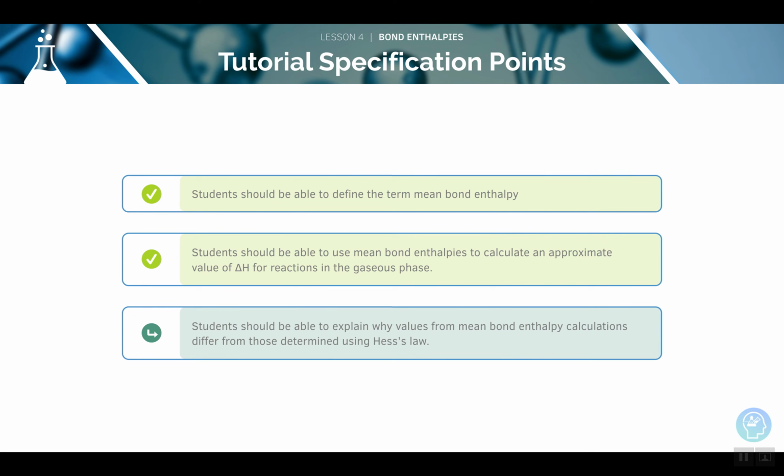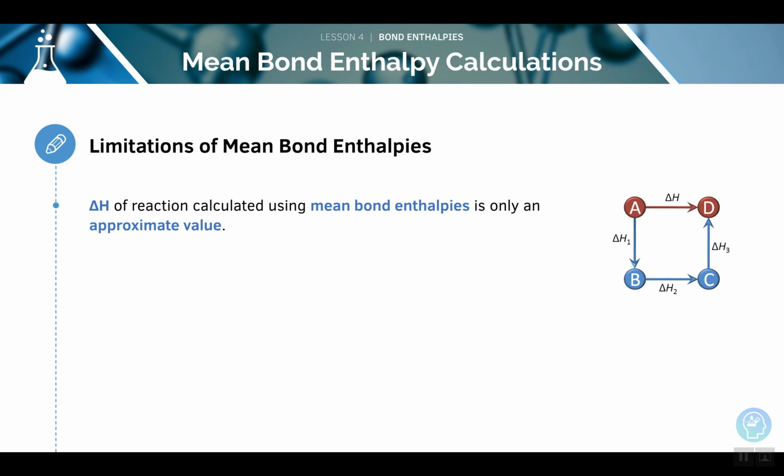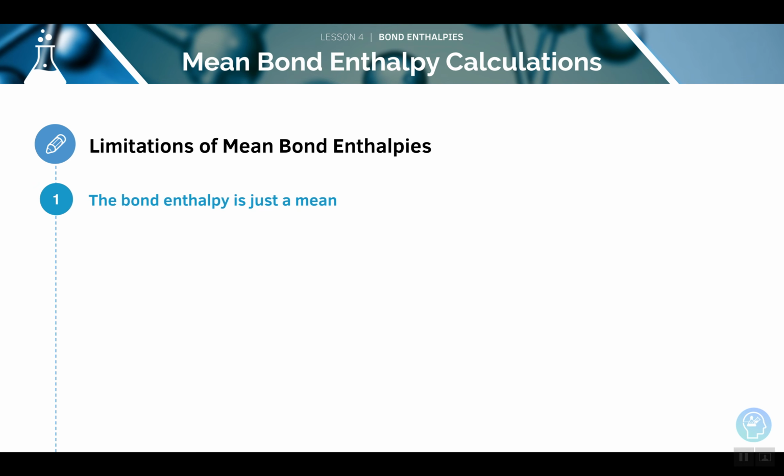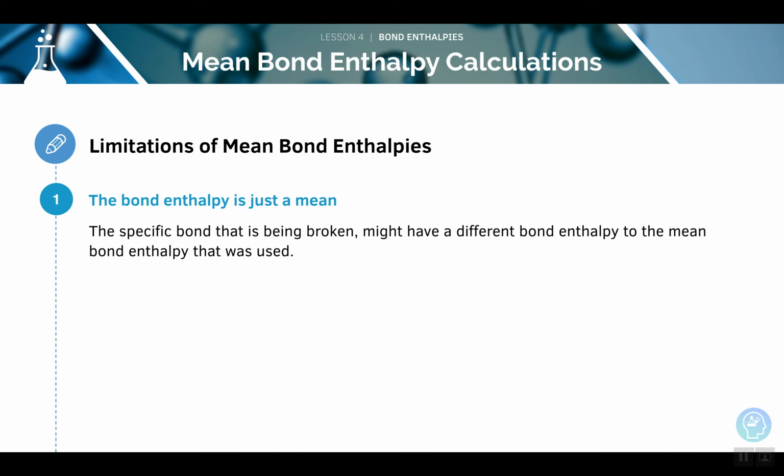Let's move on to our final specification point for this section. We're going to look at some limitations of using mean bond enthalpies. First, we need to understand that the delta H of a reaction calculated using mean bond enthalpies is only going to be an approximate value. It is different to the value you get when you use Hess's law. The bond enthalpy is just a mean in the reaction that you are concerned with. The specific bond that is being broken might have a different bond enthalpy to the mean bond enthalpy that was used.